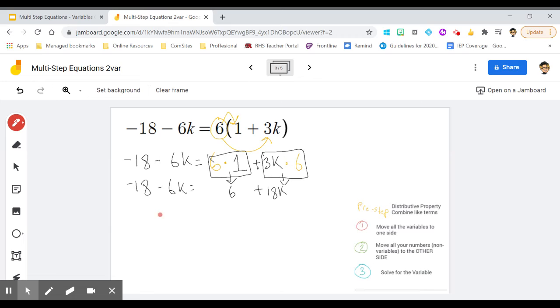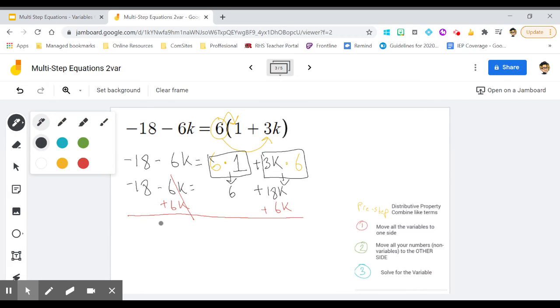I want to move all the variables to one side. And again, it doesn't matter which way you go. So how about we add 6k over? Now this is the point where some people are going to have different steps, and that's okay, as long as you're not making an error like 2 plus 2 is 5. If you chose to bring the 18 over, you're still right. So I'm here. I have negative 18 equals 6. I almost wrote negative 6. Oops. 18 plus 6 is 24k.